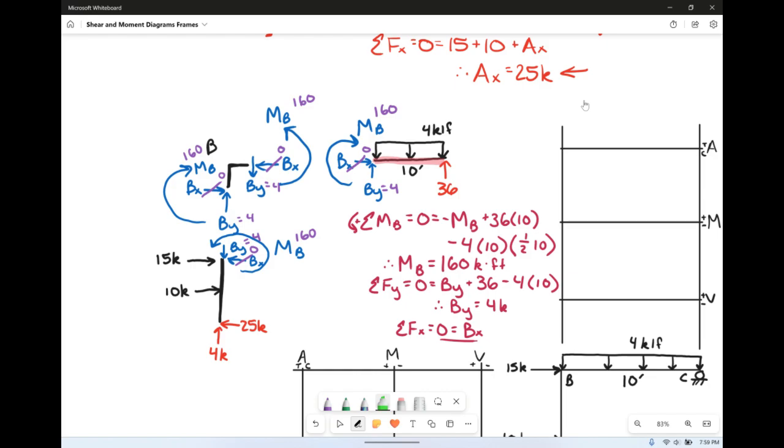And technically, we could do the same thing. We could sum the moments about B and find out that the moment at B is, again, 160. However you really wanted to do it, you could. It doesn't matter which one you did. They both get you the exact same answer. So that's kind of convenient.